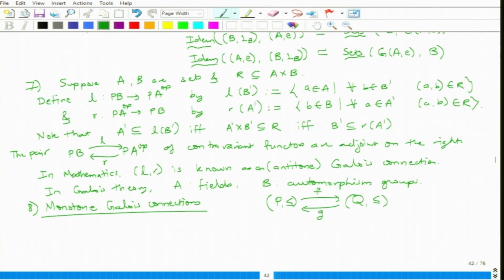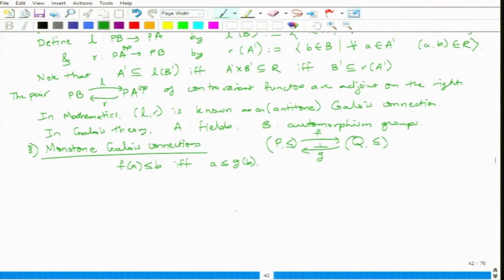Let me call this F and this is G, and if F is left adjoint to G, then what happens? You say that F of A is less equal B if and only if A is less equal GB. So F crosses the less equal sign and it becomes G, so it actually makes sense. It's our usual thing.